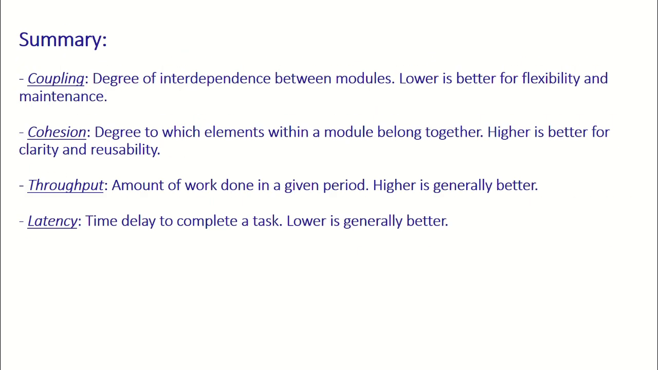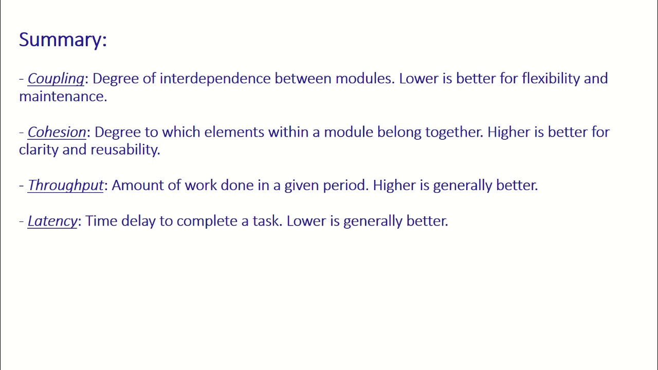Summary. Coupling: degree of interdependence between modules. Lower is better for flexibility and maintenance. Cohesion: degree to which elements within a module belong together. Higher is better for clarity and reusability.